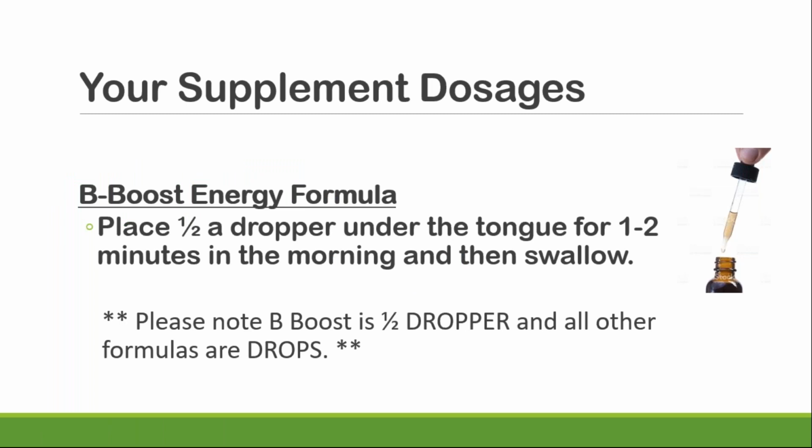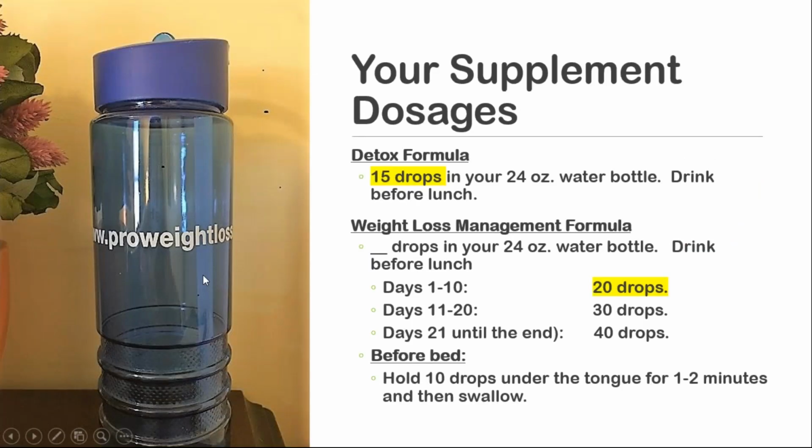So the first one is the B Boost formula. This one is just a B vitamin supplement. This will give you the energy really to get through the diet, so you want to make sure that you're getting this. It's half a dropper. The other 2 formulas, and it's important to know both of these, detox and weight management, are going in the same 24-ounce water bottle, okay? Those are not separate, they're in the same water bottle.